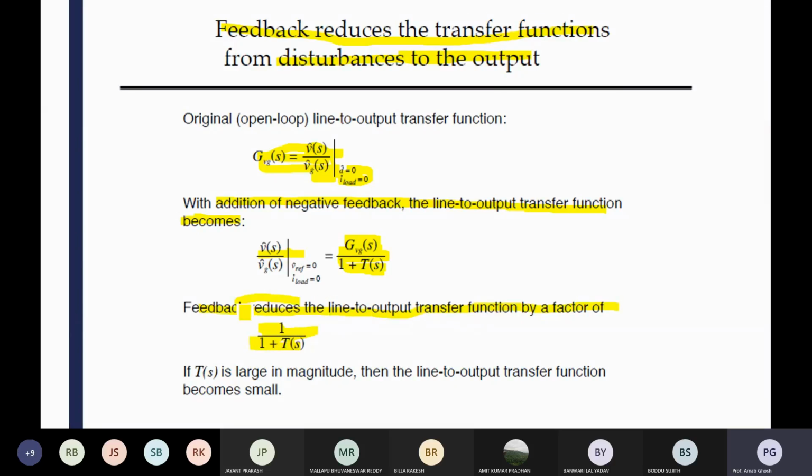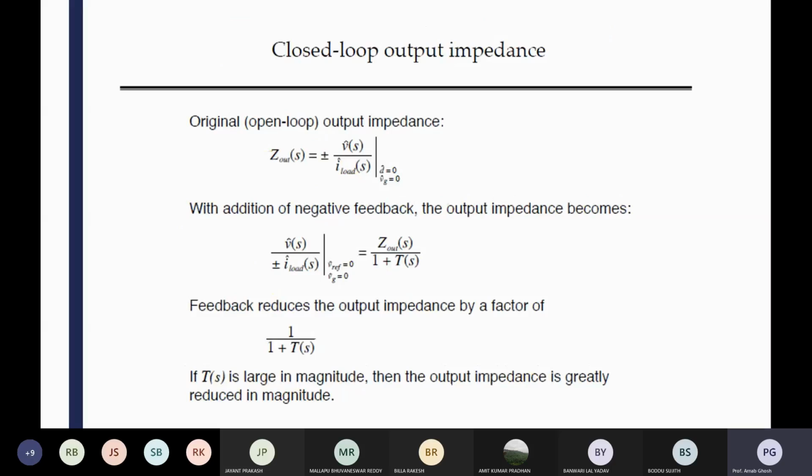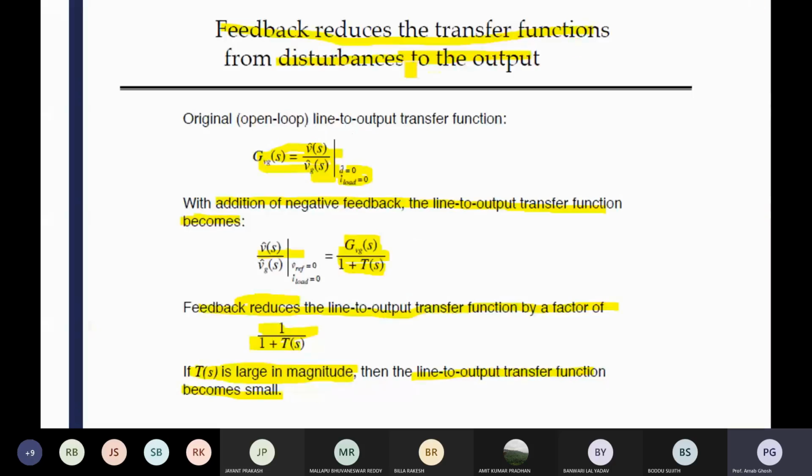If T(s) is a large magnitude, the time scale will be large, and the line-to-output becomes the reciprocal of that value, so that value will be less. Then the feedback reduces the transfer function from the disturbance to the output.